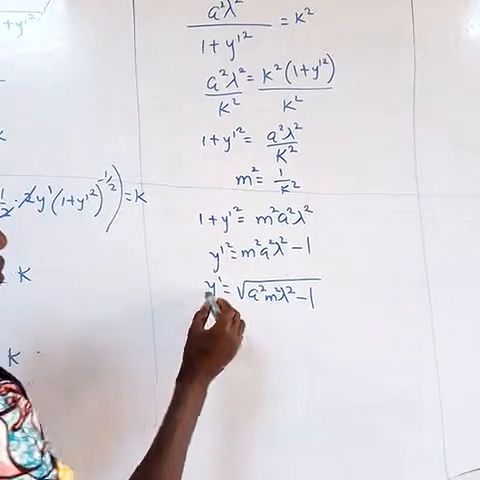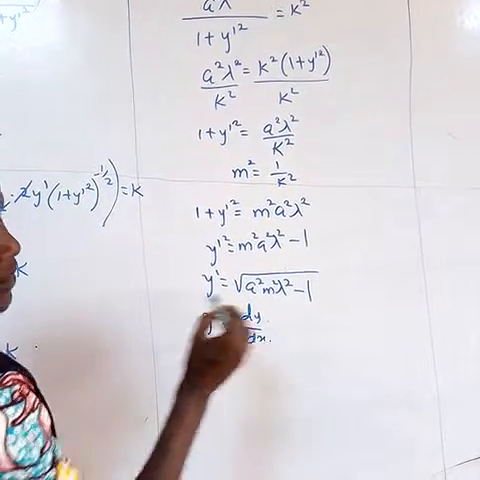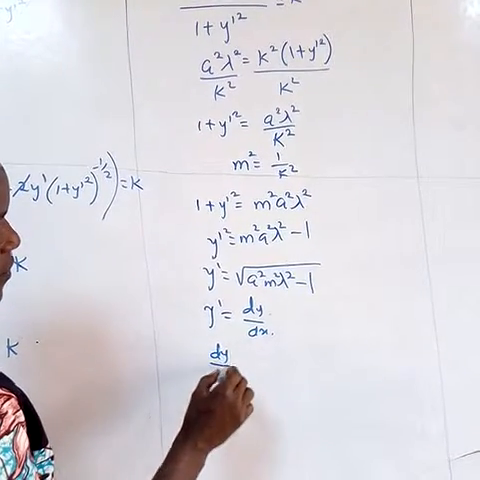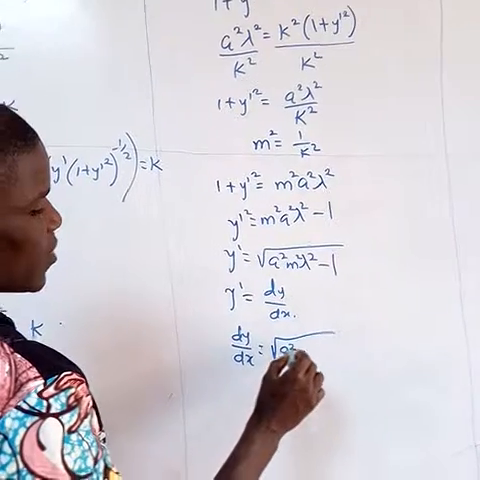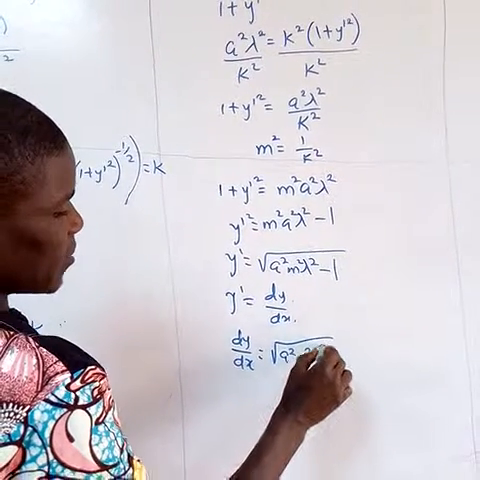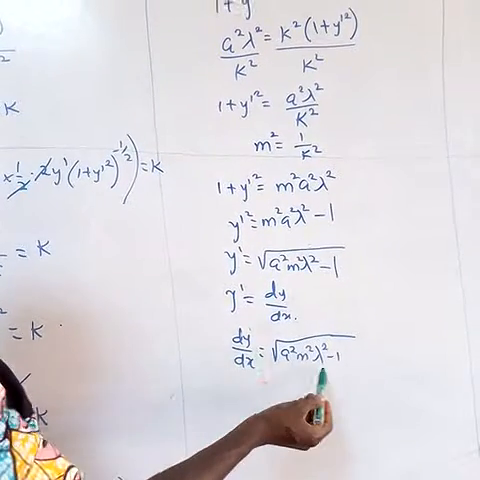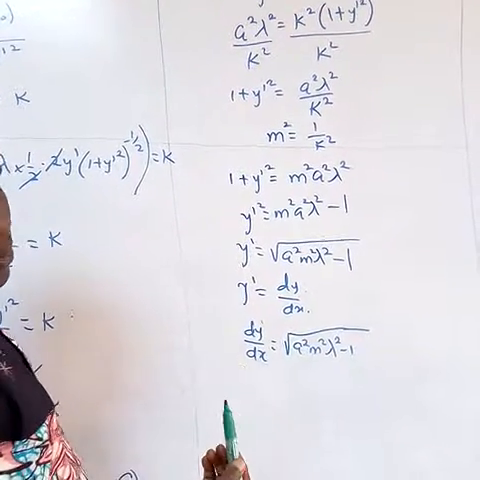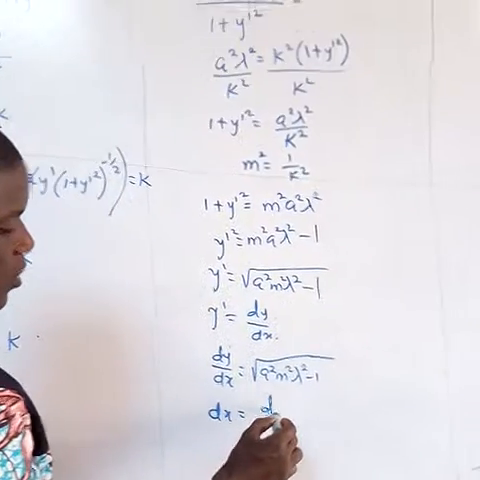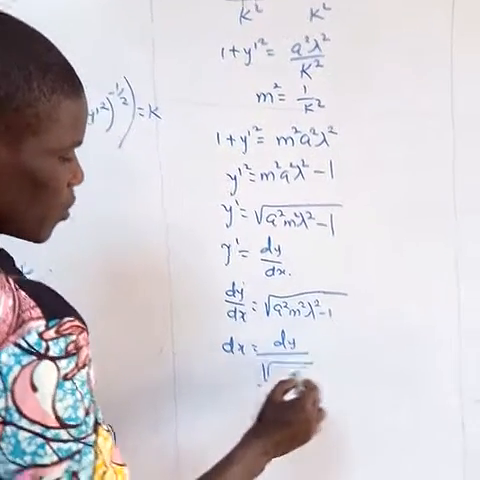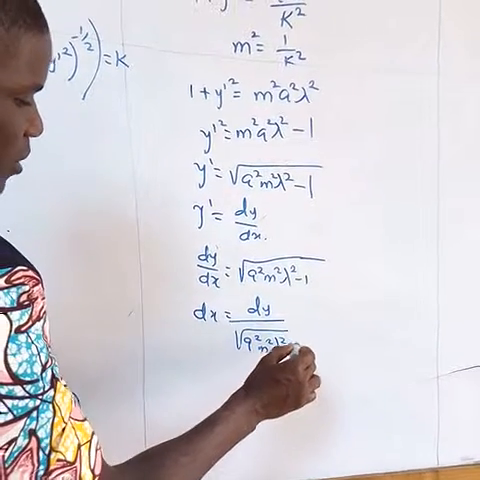So what is y prime? Y prime is the same thing as dy/dx. So our dy/dx will be equal to the square root of a squared m squared lambda squared minus 1. From here, since we have dy here and we have y here, we can bring the two of them together by collecting like terms. So our dx will be equal to dy over the square root of a squared m squared lambda squared minus 1.